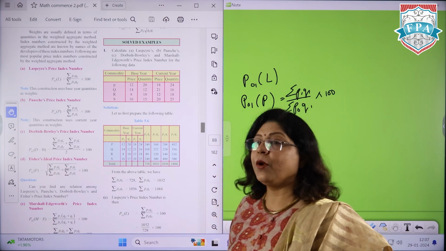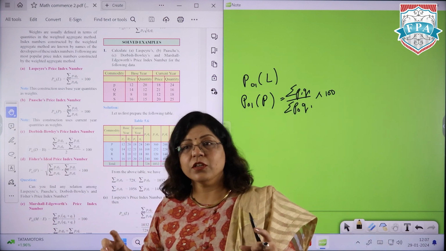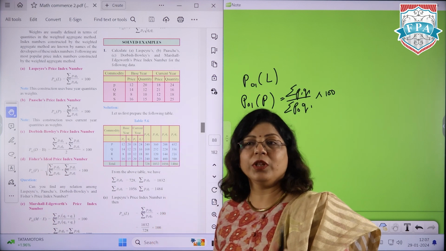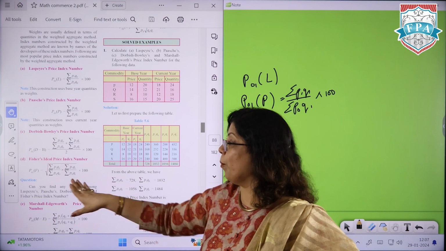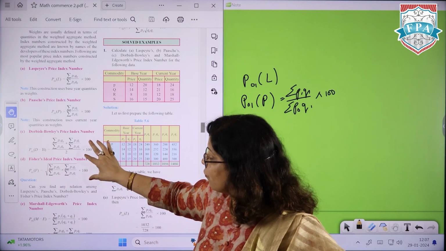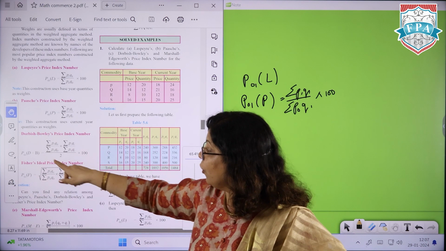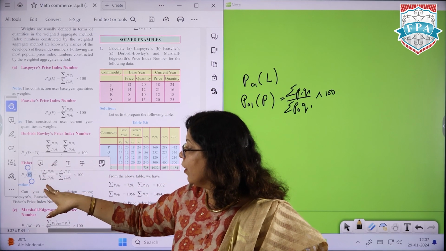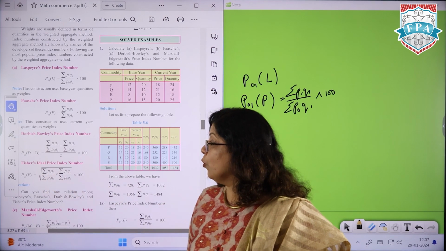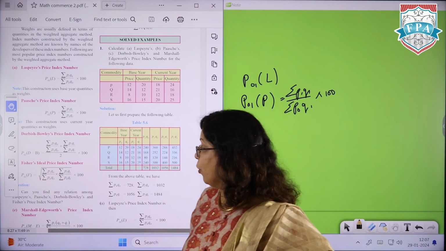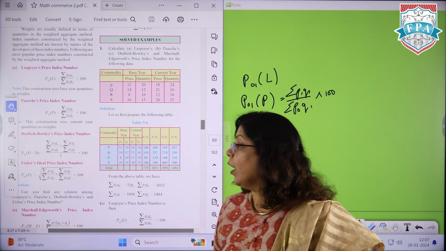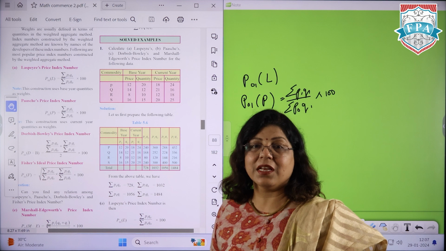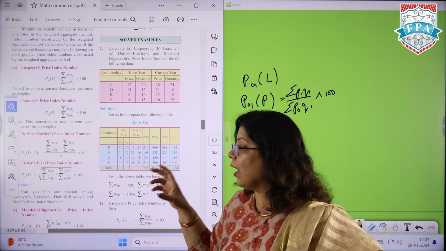Then Fisher's, because arithmetic mean is not always considered to be the ideal average. Fisher said that we'll go with the more scientific one, which is the geometric mean. So he took P01, that is Fisher's F, which comes as the whole square root of (ΣP1Q0 upon ΣP0Q0) multiplied by (ΣP1Q1 upon ΣP0Q1), because that is the geometric mean, into 100.